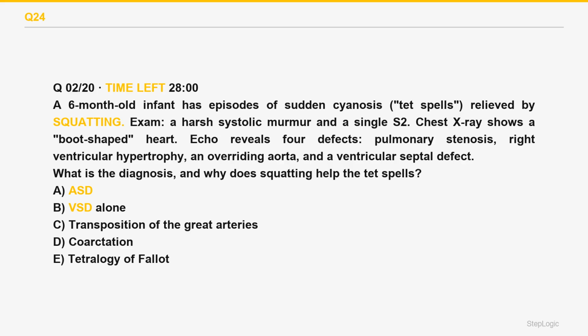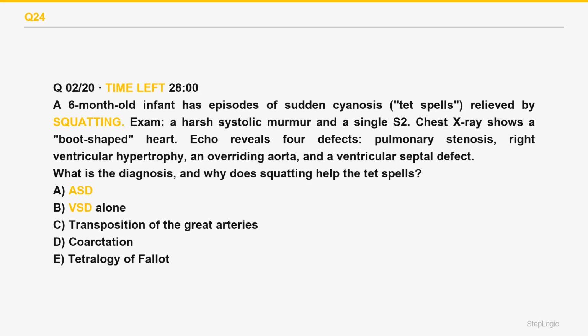What is the diagnosis and why does squatting help with TET spells? A 6-month-old infant has episodes of sudden cyanosis, TET spells, relieved by squatting. Exam: a harsh systolic murmur and a single S2. Chest X-ray shows a boot-shaped heart. Echo reveals 4 defects: pulmonary stenosis, right ventricular hypertrophy, an overriding aorta, and a ventricular septal defect.